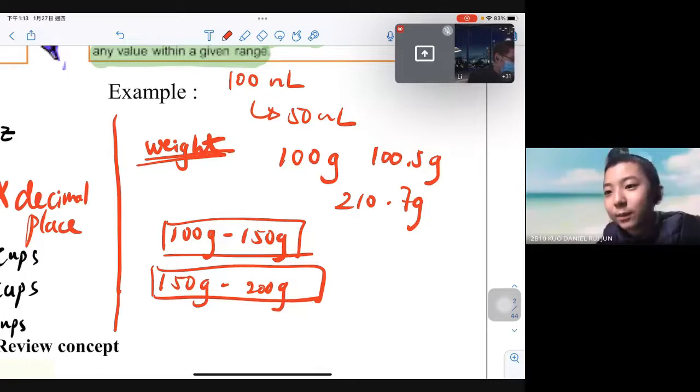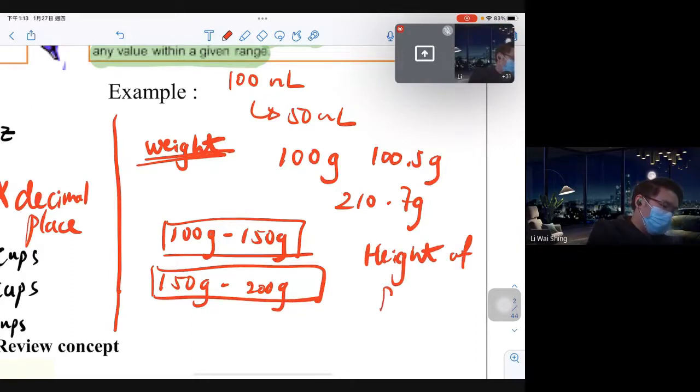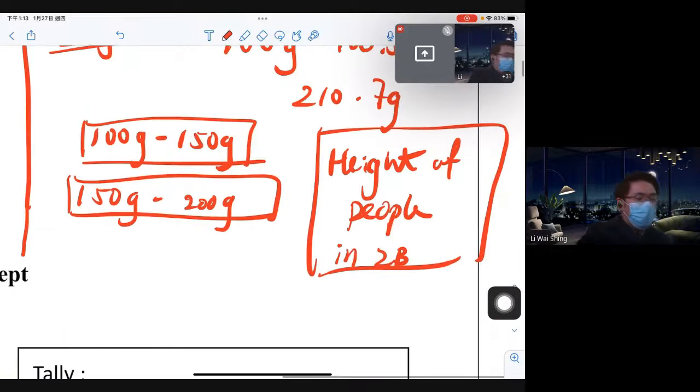The height of the people in 2B. Yeah, the height of people. Very good. In 2B, you can't count it one by one, right? You can't say, oh, your height is, okay, let me count it first. You can't. So you have the range.